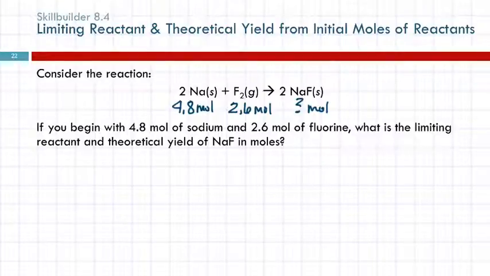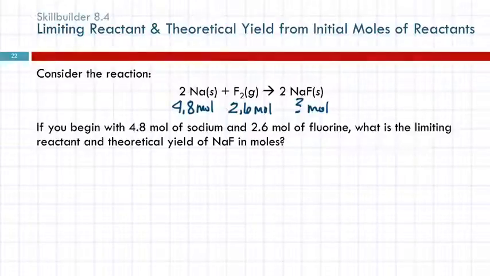Before we started talking about limiting reactants, they would give you one of these and ask you for an amount of something. Now they're giving you two amounts. That should be the big clue that this is a limiting reactant problem. That, of course, and them asking you what the limiting reactant is.